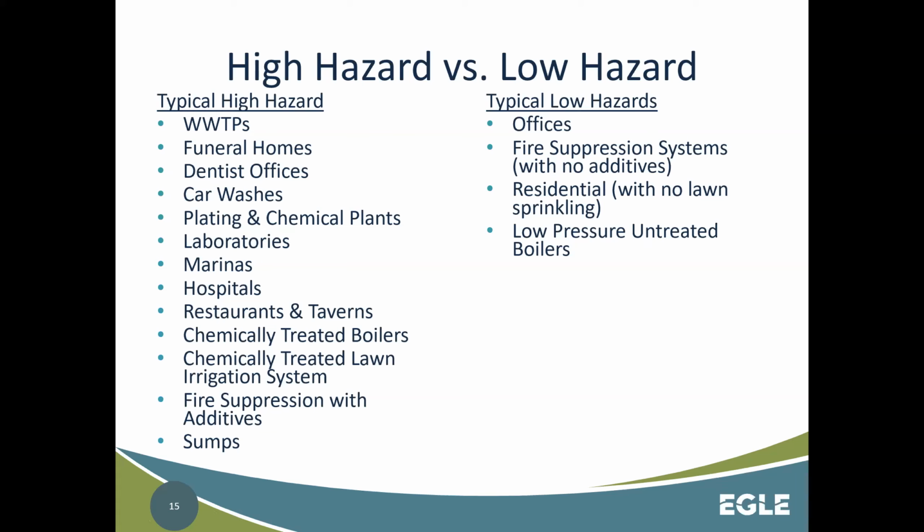So low hazards are offices, fire suppression systems with no additives, though I would argue that it depends on how long the fire suppression system hasn't been flushed, in my opinion, because they flushed Constitution Hall where Eagle is at when I first started, essentially, and the water came out of there black and stinky, which means there's anaerobic crap going on, which is not drinkable in my opinion, but whatever. And then low pressure untreated boilers. All right.